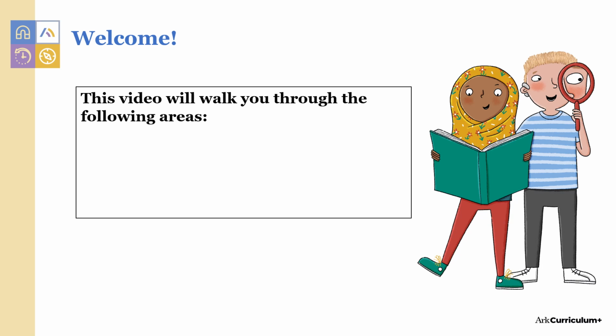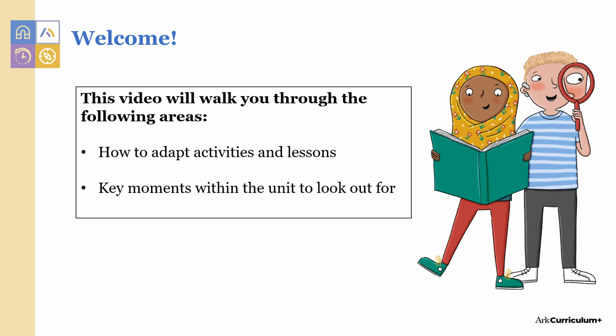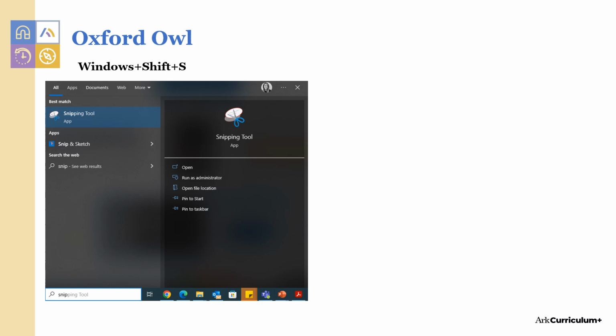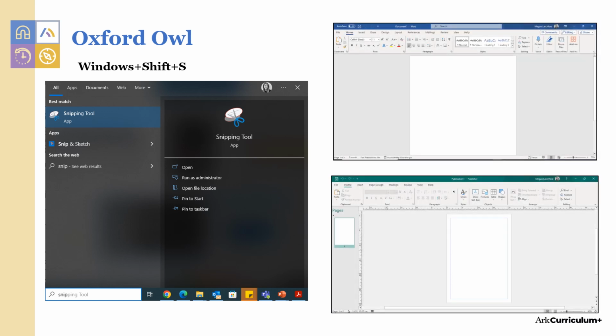This video will walk you through the following areas: how to adapt activities and lessons, and key moments within the unit to look out for. Adapting activities can be easily done by using the ebook workbook and the snipping tool to paste the activity onto a Word or Publisher document and edit it.